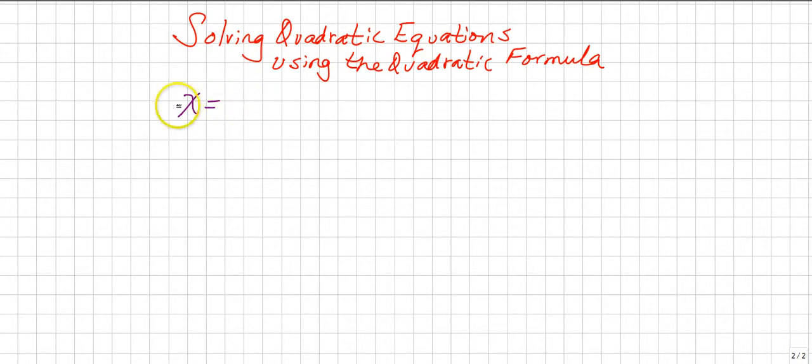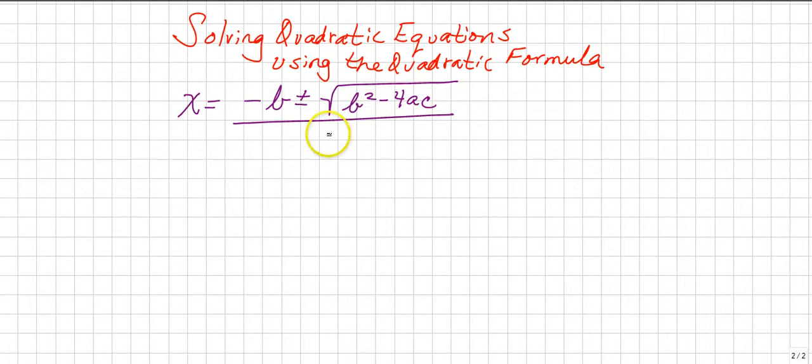Here it is. X equals negative b plus or minus the square root of b squared minus 4ac all over 2a. Now you just got to know that. That's just something that's very, very basic in Algebra 2. Every Algebra 2 student needs to know it. Now I'll show you how we're going to use it.